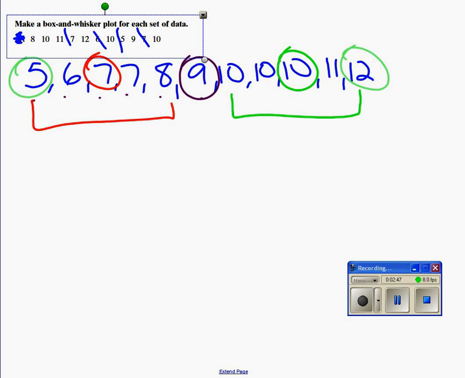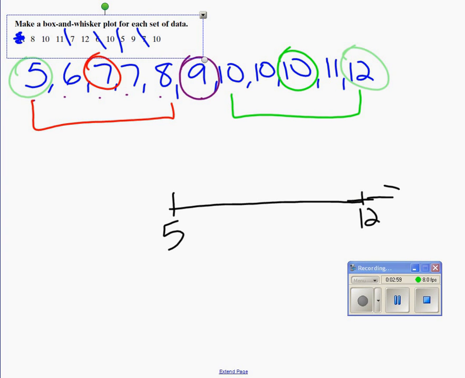Once you have your 5 points, you just connect them all, and you have a box and whisker plot. So we can make ourselves a number line here that starts at 5 and ends at 12. We have our 5 points we care about. 5, 6, 7, 8, 9, 10, 11, 12.